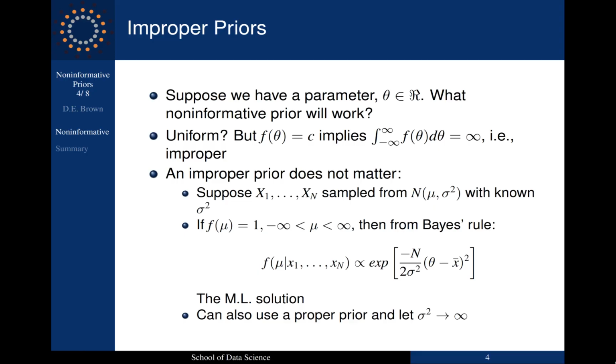If you're concerned about the propriety of the prior distribution, it's possible to get the exact same solution, a maximum likelihood solution, by letting, in this case, the variance of the prior go to infinity or get extremely large. As we've seen in previous examples, as the variance of a Gaussian gets very large, it gets very flat. It's still proper, but it's just becoming extraordinarily flat on the real line.